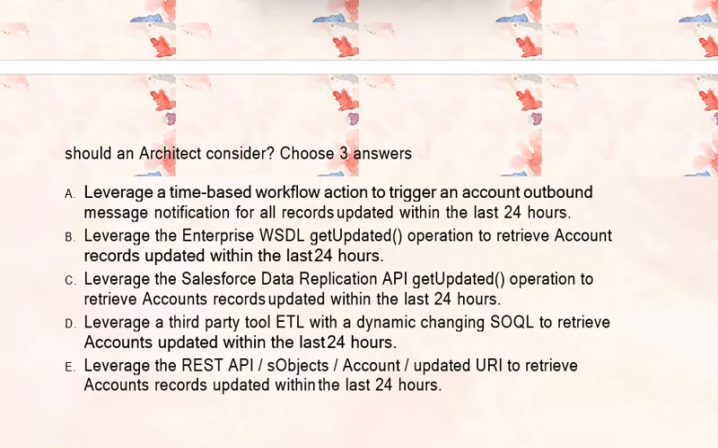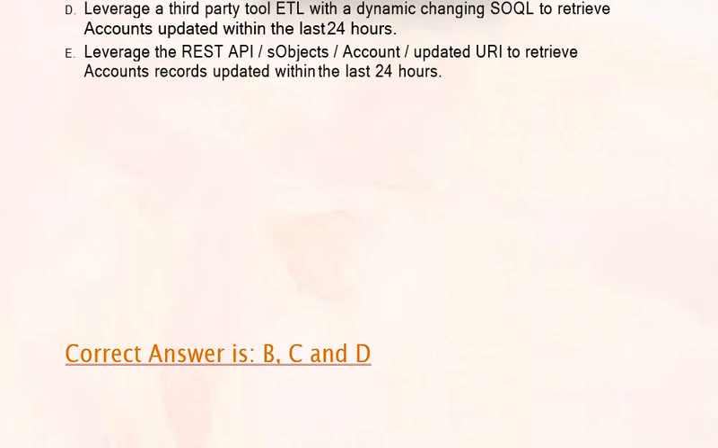Option D: Leverage a third-party ETL tool with a dynamically changing SOQL query to retrieve accounts updated within the last 24 hours. Option E: Leverage the REST API sObjects Account updated URL to retrieve account records updated within the last 24 hours. Correct answer is option B, C and option D.